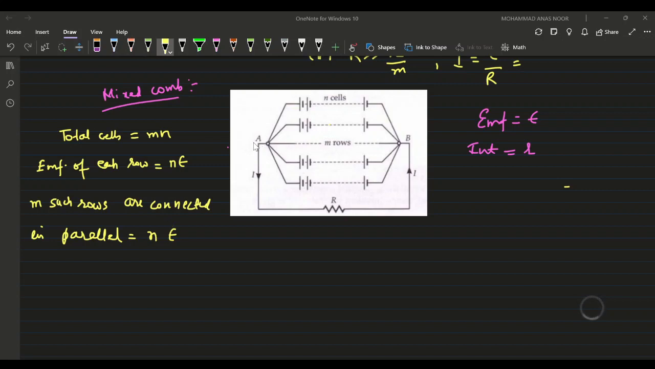Now let's talk of the internal resistance. So internal resistance of each row would be how much? nR, correct? Now m such rows are connected in parallel. So when resistances are connected in parallel, what would be the total resistance?